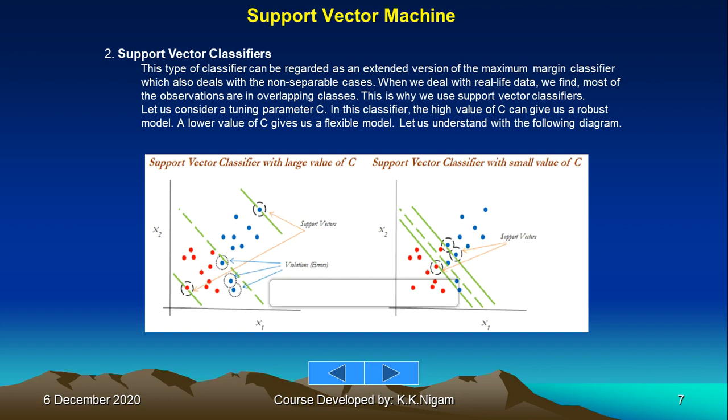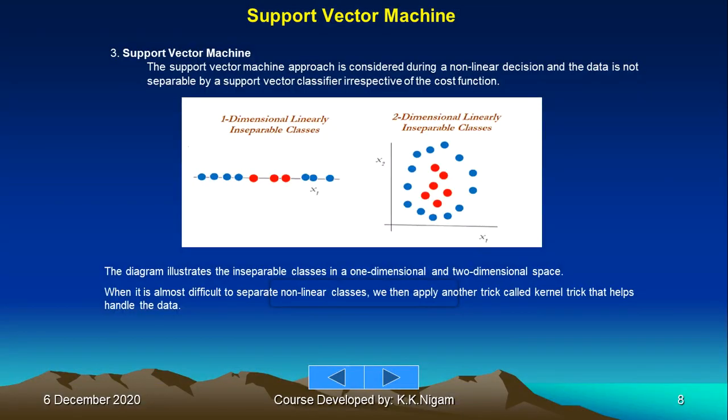Now here you can see the support vector classifier with a large value of C. Now see what the condition of the line is that you are drawing on the hyperplane, and with a small value of C, how close these lines are. So that is how we can easily decide which one is to be accepted. The support vector machines approach is considered for a non-linear decision, when data is not separable by a support vector classifier, irrespective of the cost function.